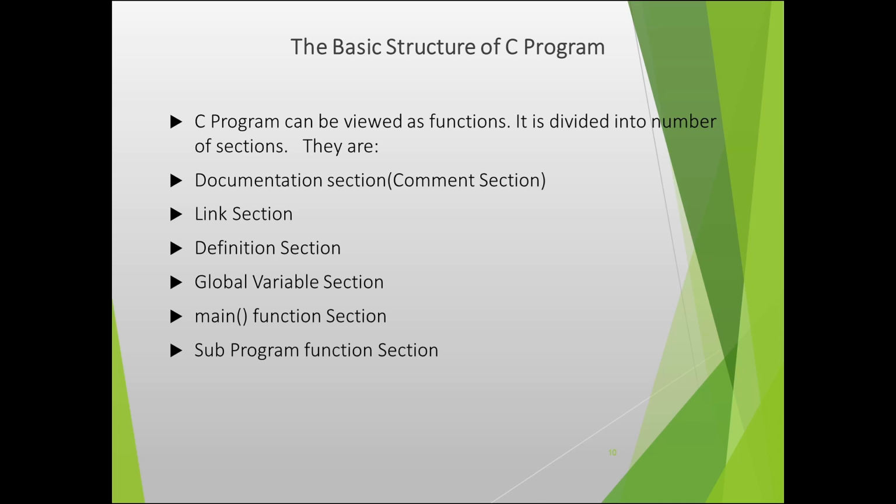Every C program can be viewed as functions, and that C program can be divided into a number of sections. They are the documentation section, link section, definition section, global variable declaration section, main function section, and subprogram function or user defined function section. Let's see one by one.